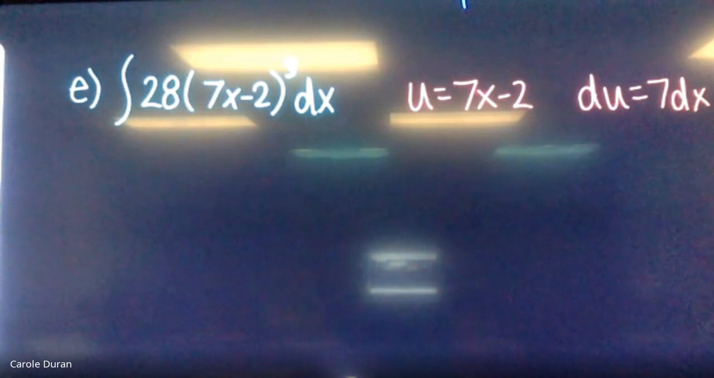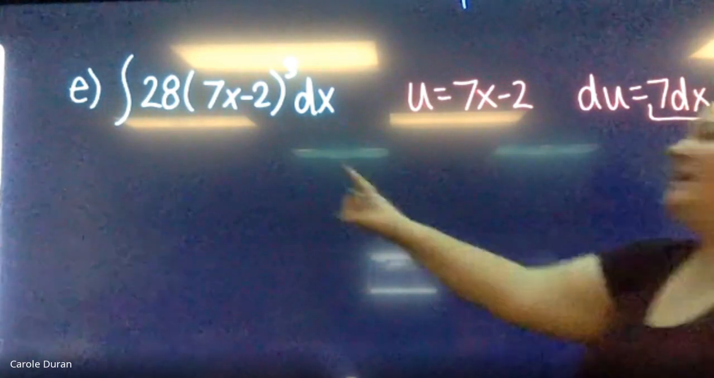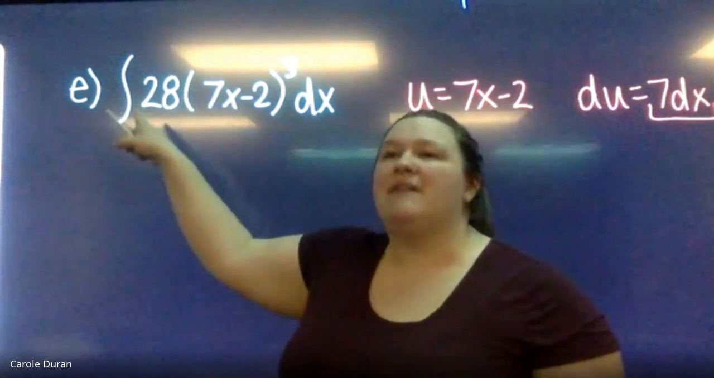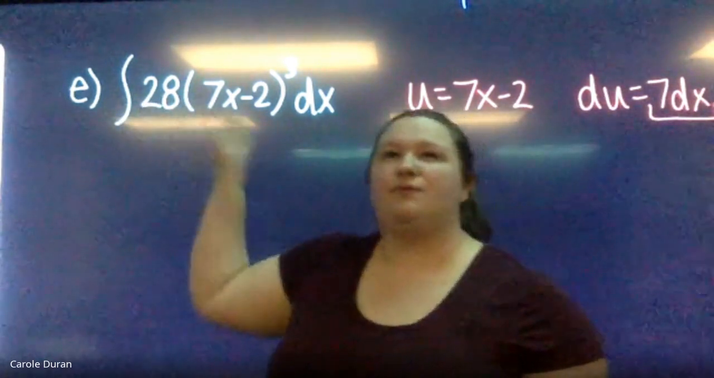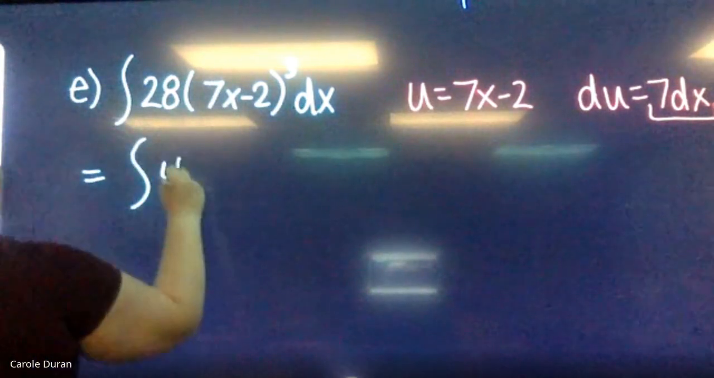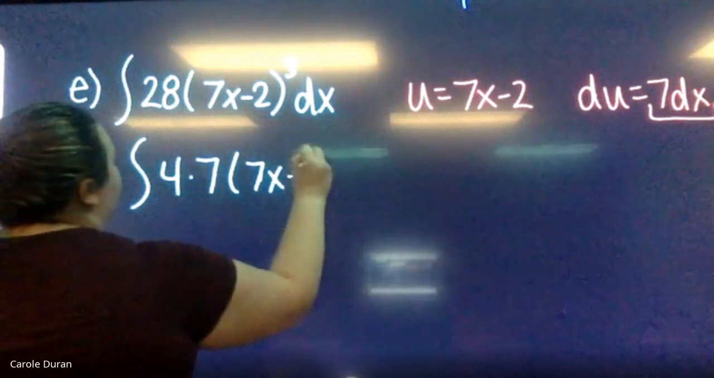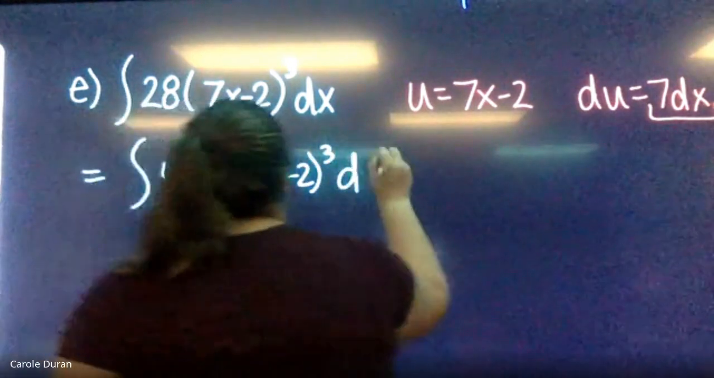Okay, let's keep going. I need 7dx to be present in my function. Is it there? No, it's 28 dx. You have to divide out. It is there, but it's masked right now. Because from 28 I can take a 7 out, so I can separate this into 4 times 7, which will allow me to rearrange. So this becomes 4 times 7 times (7x minus 2) to the cube dx.